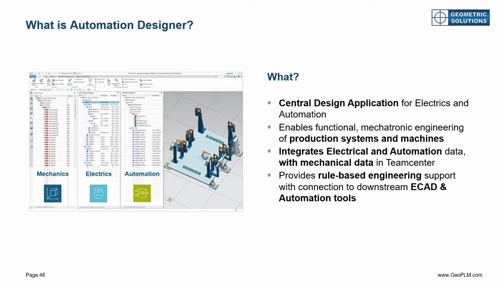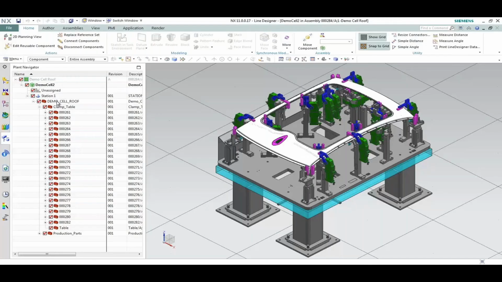So another tool that we have is this Automation Designer. Automation Designer is a tool that allows you to test the automation, moving parts, control, make things work. And so we can do it for mechatronics, electric and automation, but we can test all these things. And here's an example of it.